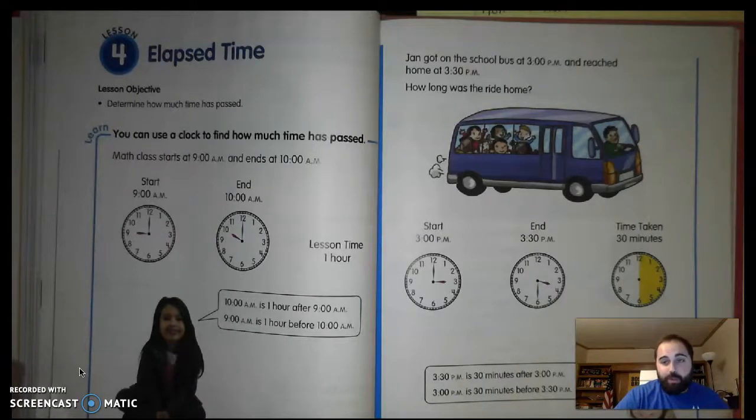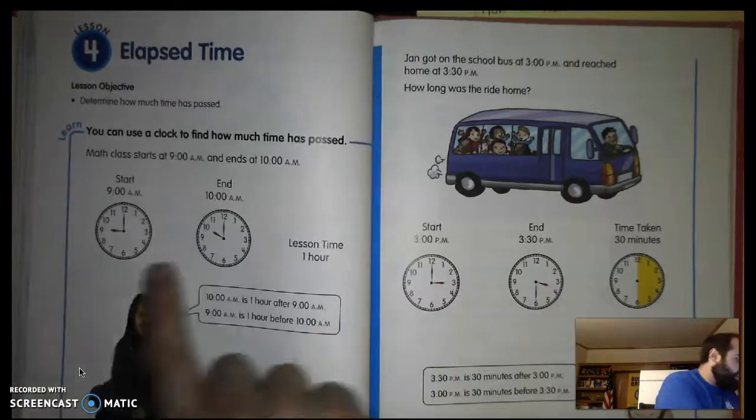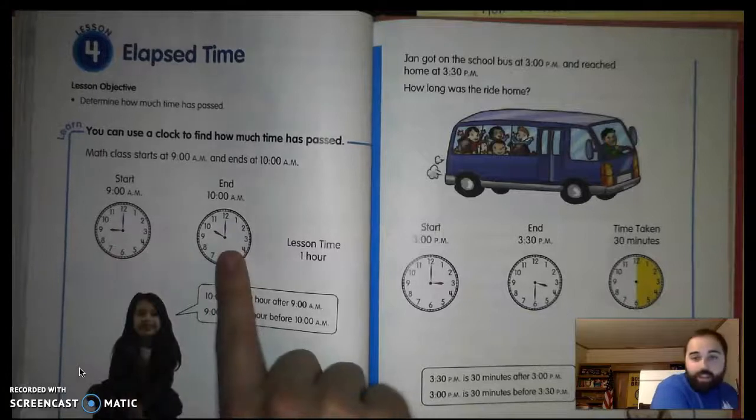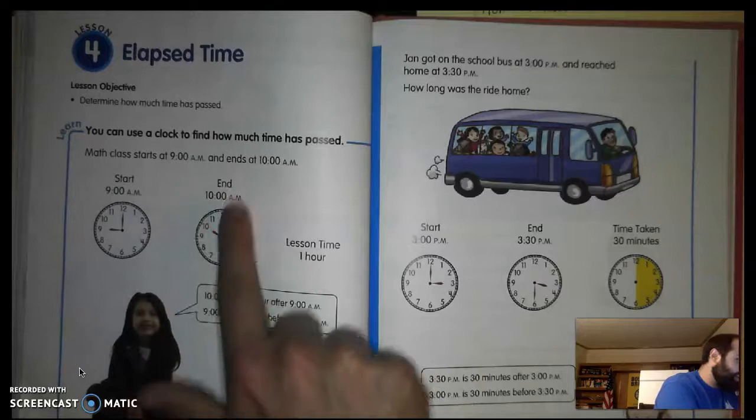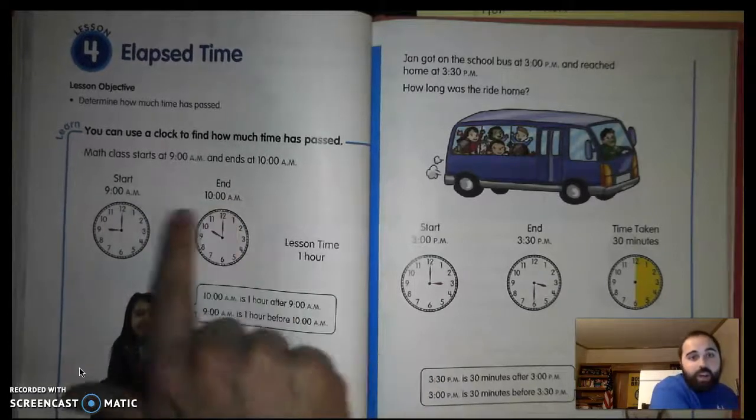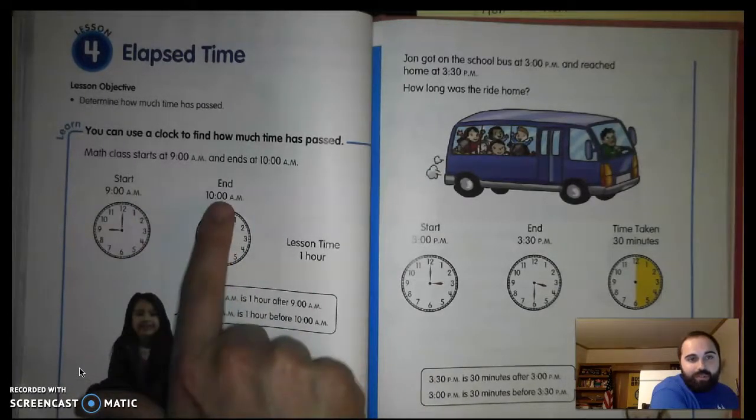We're in book 2B on page 150. So feel free to pause the video and get your books out. Right on this page, we start with a time and end with another time. So it looks like the start time for this is 9 o'clock a.m. Ending time is 10 o'clock a.m. We're looking to see what changes.